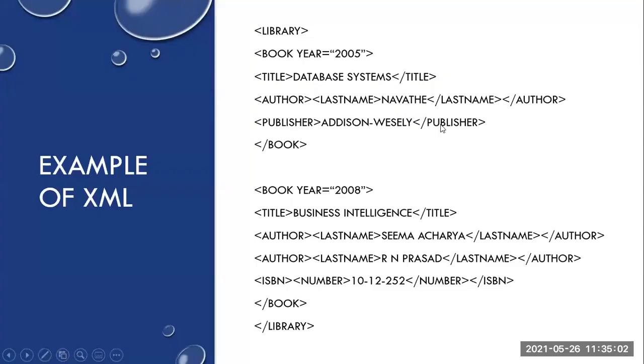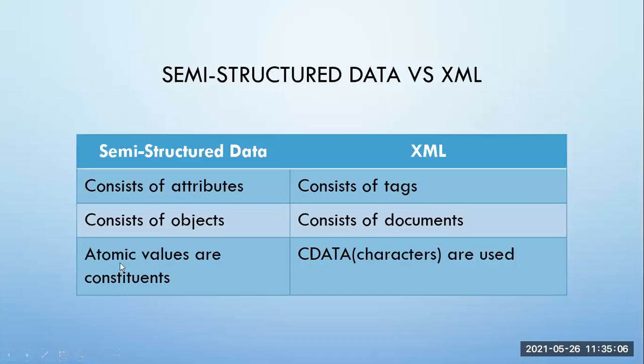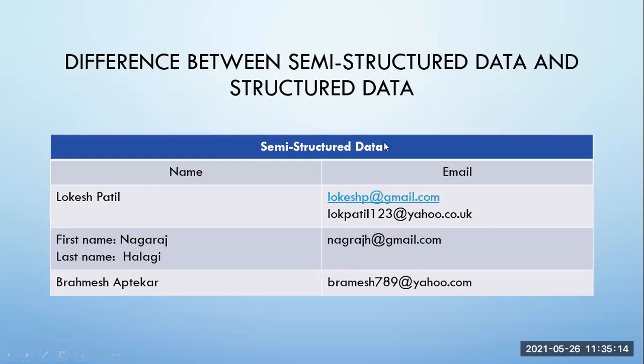Now Addison Wesley, Simacharya, RN Prasad, these are the documents. Atomic values are constituents here, and character data is used here. Okay, the difference between semi-structured data and structured data. The last topic is what exactly the difference is between semi-structured and structured data.